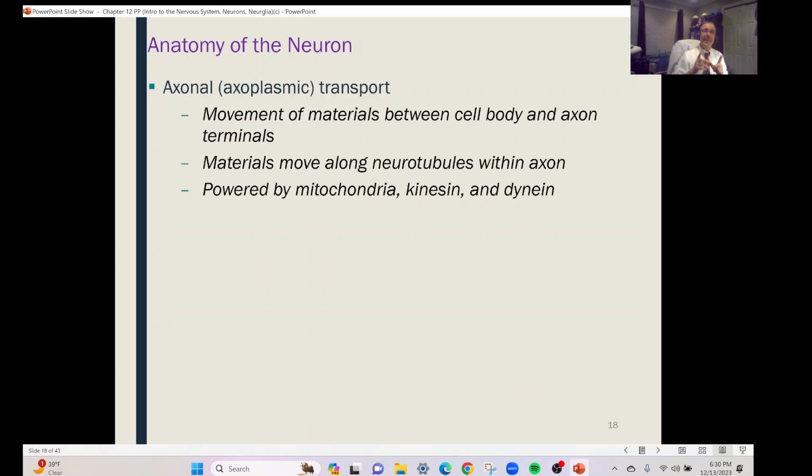Now, within the axon, there's actually the movement of materials between the cell body and the end of the axon. This is known as axonal transport or axoplasmic transport. So the materials in there are not stationary, they're moving. The materials move along the neurotubules within the axon, and that's all powered by the mitochondria. They provide the ATP, and then special proteins help physically move the materials down the axon. We have ones known as kinesin and dynein.